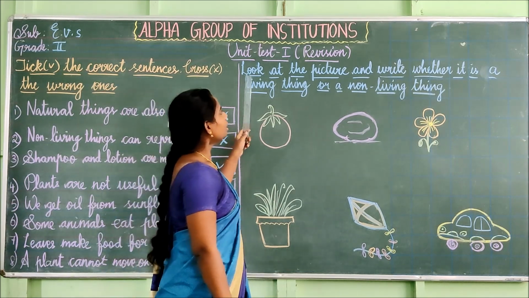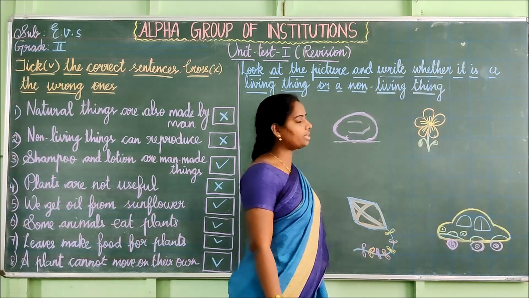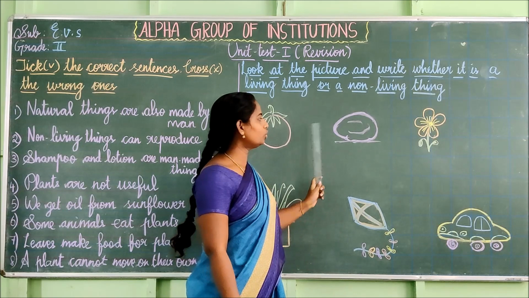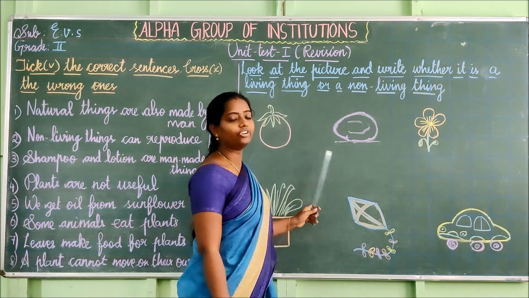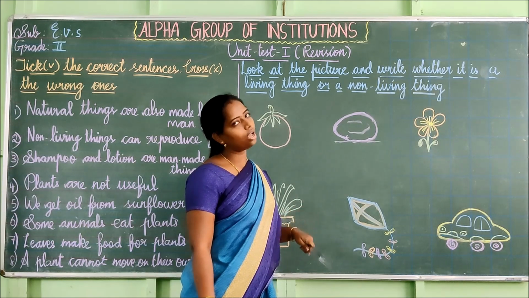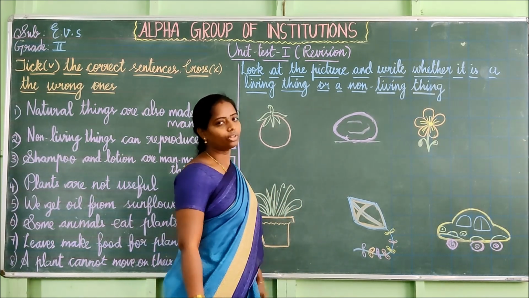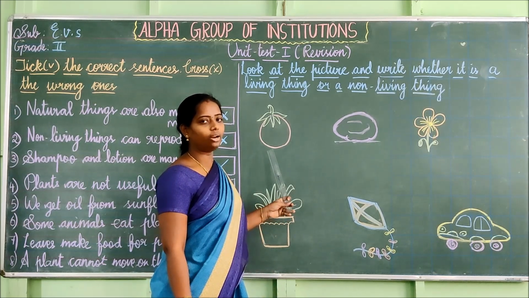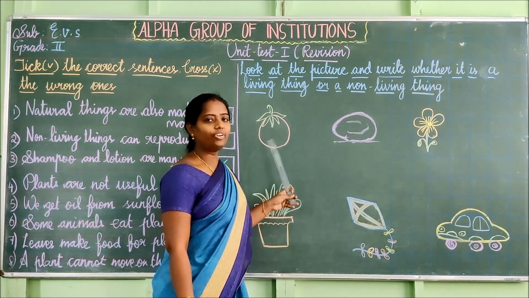See? Look at the picture and write whether it is a living thing or a non-living thing. You have to look at the picture. If it is a living thing, you have to write it as a living thing. If it is a non-living thing, you have to write it as a non-living thing. Okay, children, what is the first picture given here? It is a tomato, isn't it? So is it a living or non-living thing, children? It is a living thing, isn't it? It is a living thing.